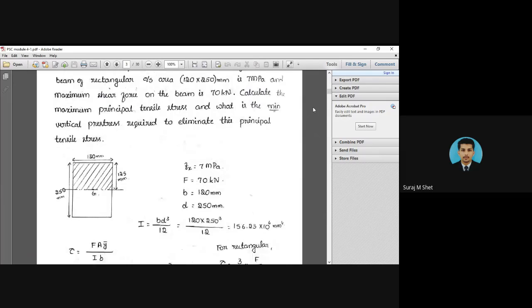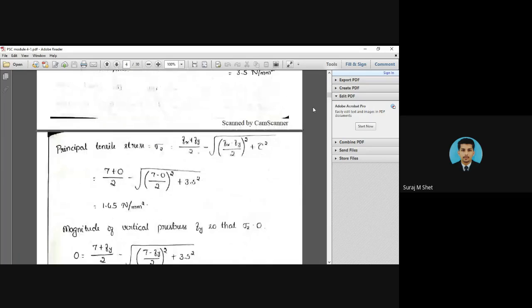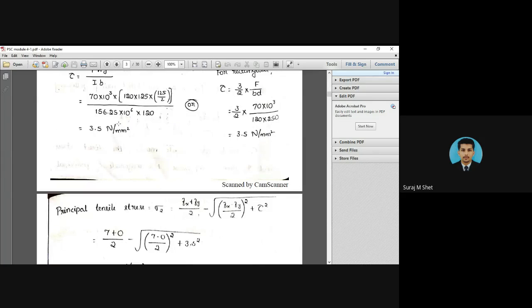Yes, 70 kilonewton is given. You just substitute the value of this. So principal stress is equal to (Fx plus Fy) divided by 2 minus square root of ((Fx minus Fy) divided by 2) whole square plus tau square. The tau value is calculated by using the formula, 3.5 Newton per mm square.